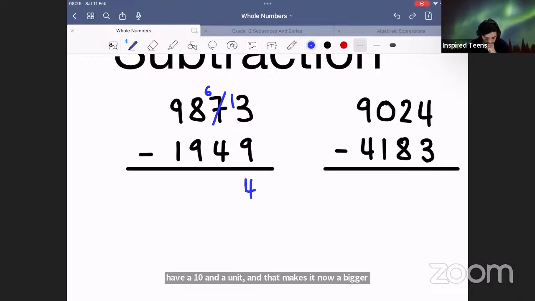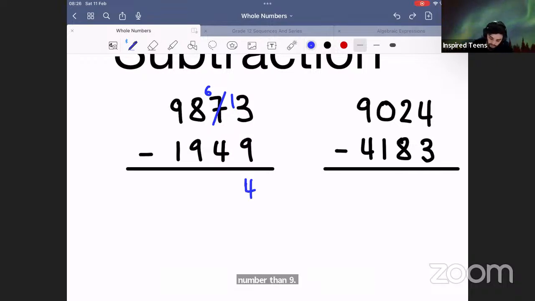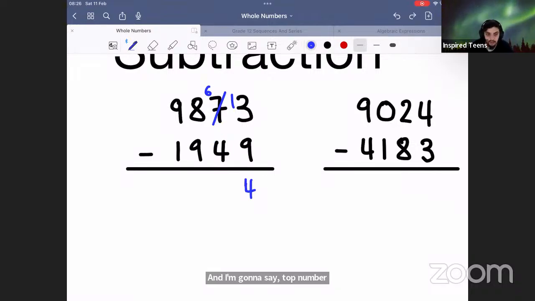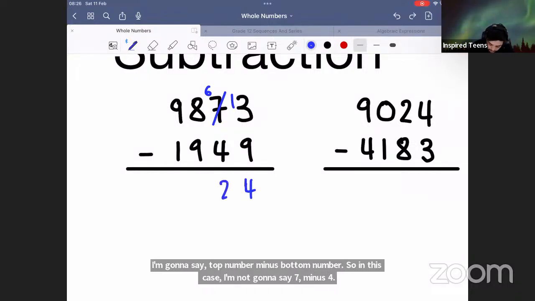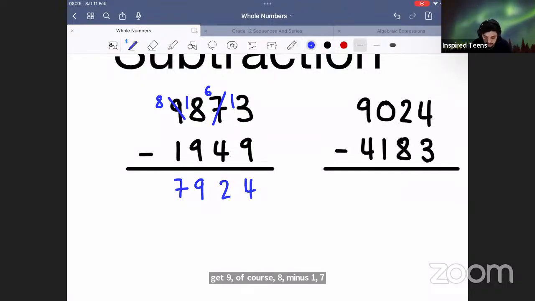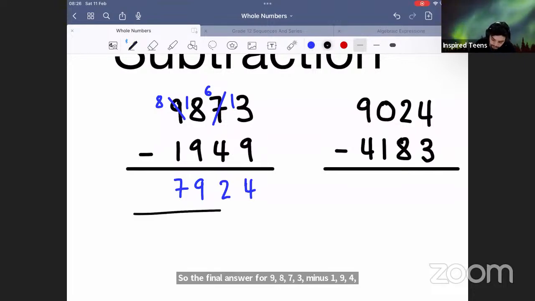So it becomes 13. Then I'm going to move over to the next one, and I'm going to say top number minus bottom number. In this case, I'm not going to say 7 minus 4. I'm going to say 6 minus 4. 6 minus 4, that is 2. Thereafter, I say 8 minus 9. 8 is smaller than 9, so I have to borrow 1 from 9. 9 becomes 8. This becomes 18. When I say 18 minus 9, I get 9, of course. 8 minus 1, 7. So the final answer for 9873 minus 1949 is equal to 7924.